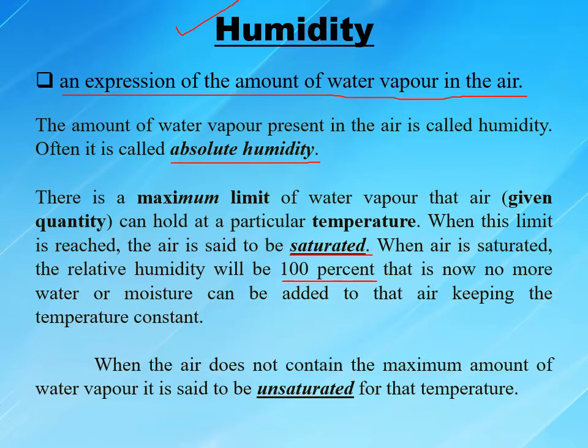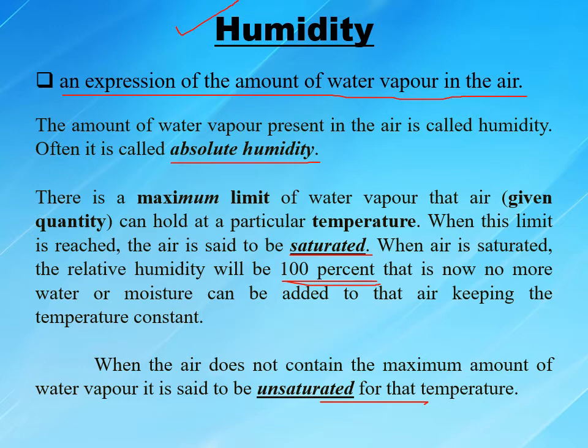Now, in general, the air does not contain the maximum or the 100% water vapor in it. At this condition, the air is said to be unsaturated. So mostly the air is unsaturated, that is, it does not contain 100% water vapor, the maximum limit, and that is why it can take further water vapor by evaporation from the surface of any aquatic body.